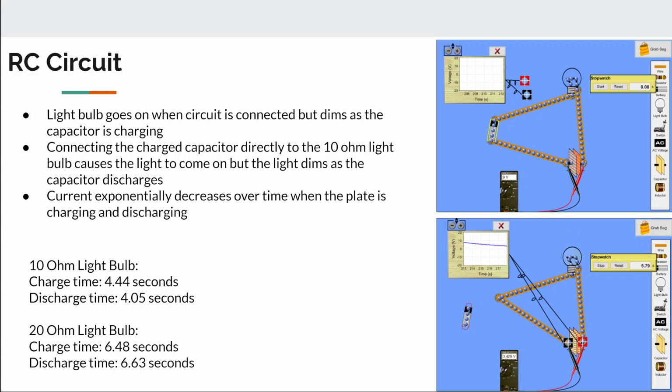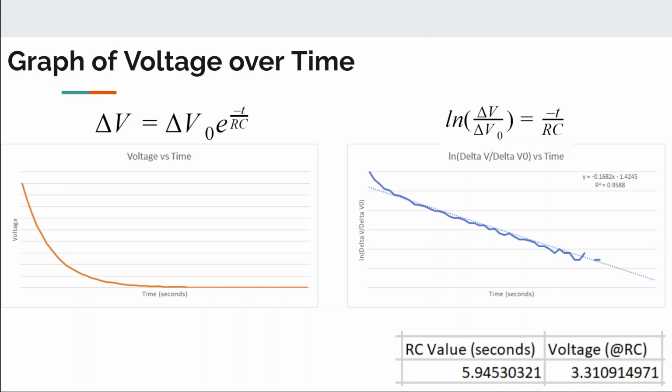When the capacitor is connected directly to the light bulb, the light comes on and eventually goes out, as all the charge is released from the plates. Using the data I collected from the simulation, I plotted the decrease in voltage over time. The graph seen on the left is an exponentially decreasing function with respect to time.